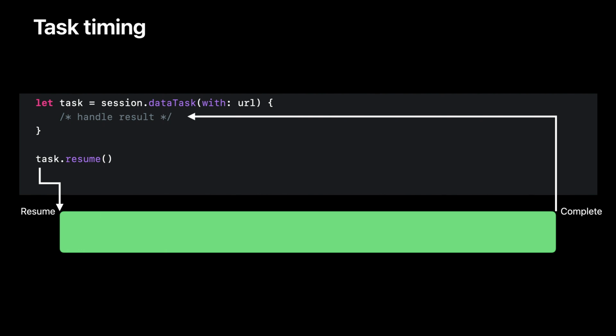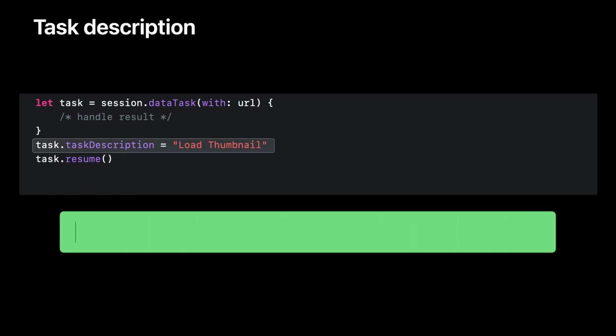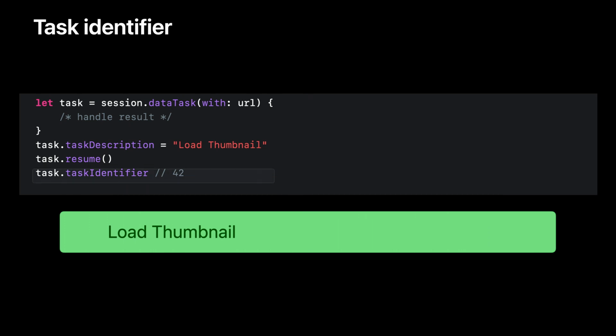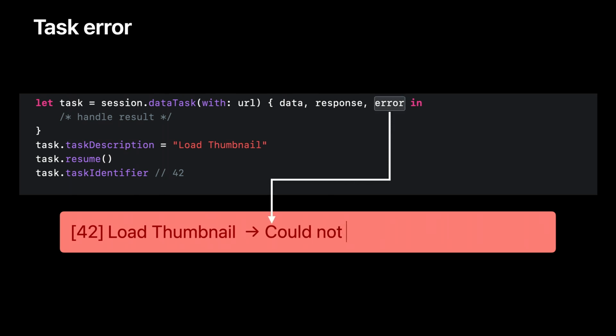Each task can be given a semantic name using the task description property, which will be used to label the interval in Instruments. We also show the task identifier as part of the task label. You can use it to cross-reference the task with other data. If your task finishes with an error, its description will be presented on the interval label for easier debugging.